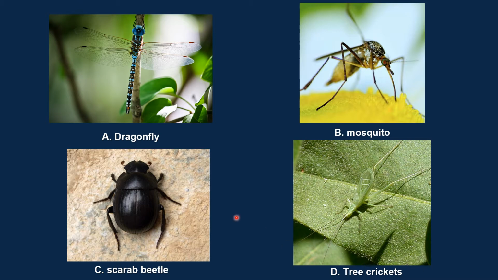Okay, so picture A, this is a dragonfly. Picture B is a mosquito. Picture C is the scarab beetle. And picture D is the tree crickets. Okay, let us see if these insects are considered as insect pests.